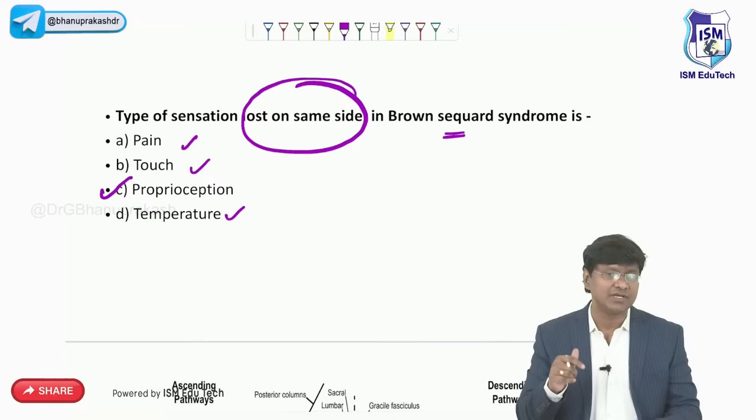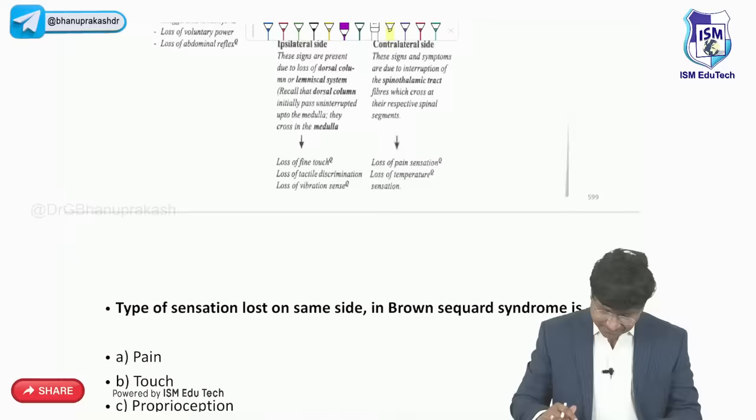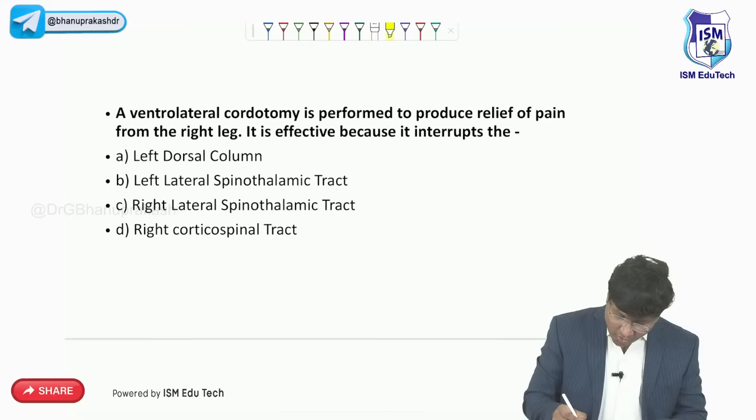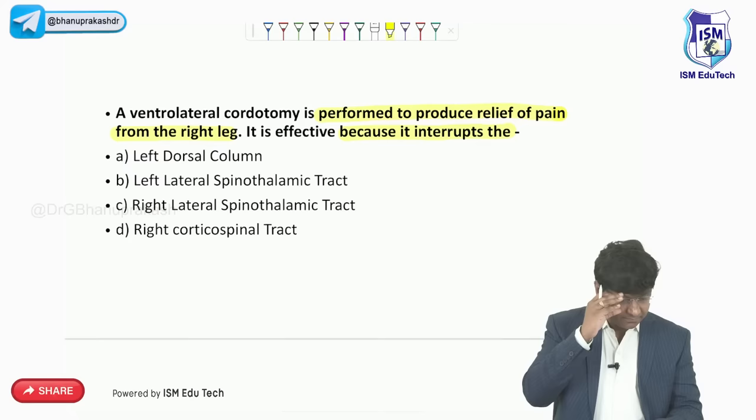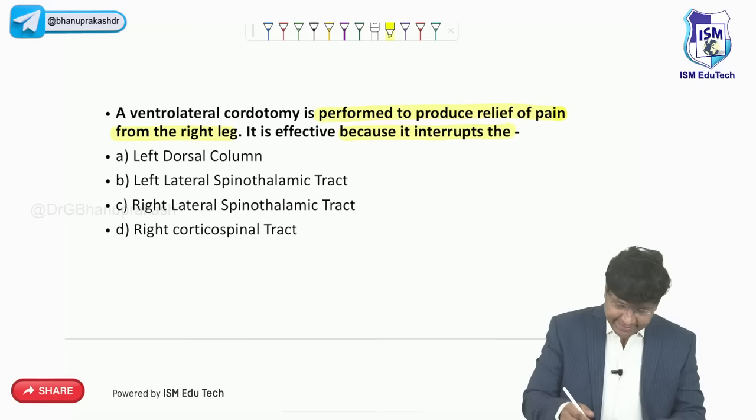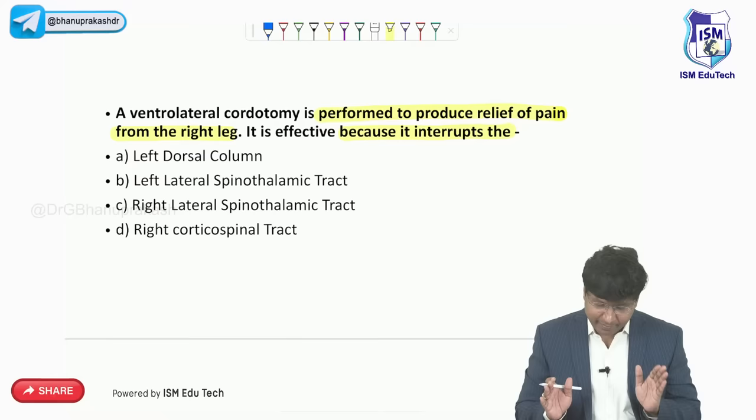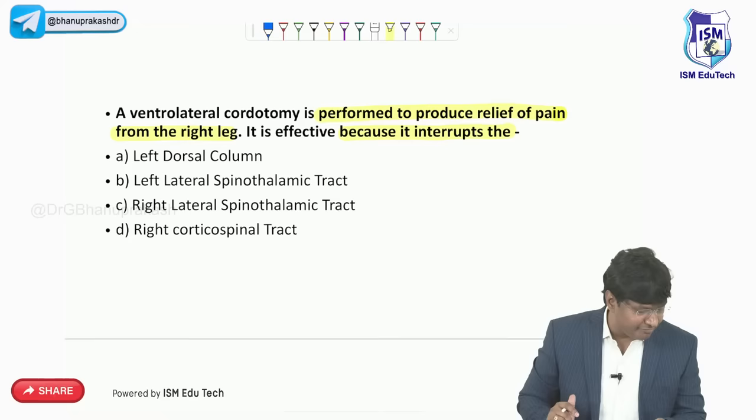Okay. And one more question on the same: a ventrolateral cordotomy is performed to produce the relief of pain from the right leg. It is effective because it interrupts the... So where do you want to have pain relief? On the right leg. So if you want to have a pain relief on the right leg, which side spinothalamic tract should have been lost?